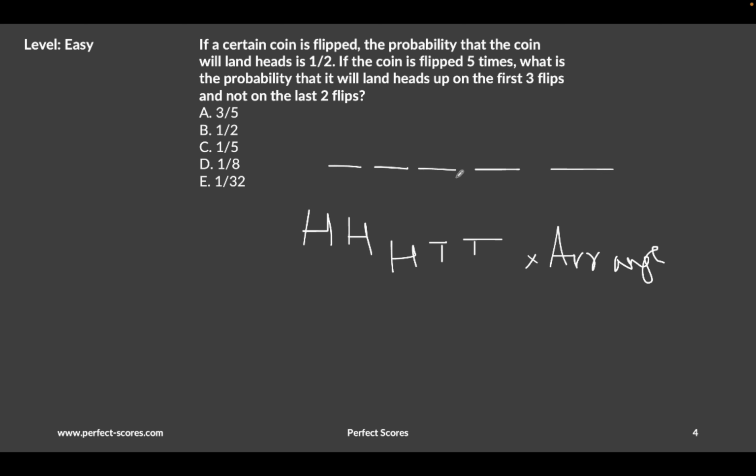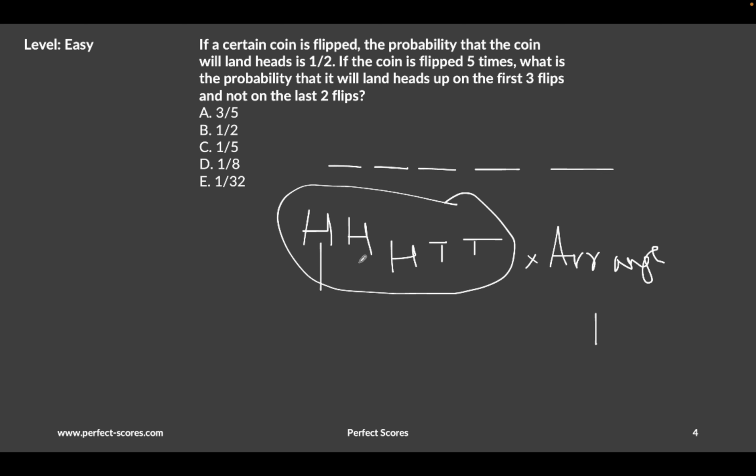This is the only arrangement that you get, because the question has clearly specified that it wants the first 3 flips to be heads. If the question was, what is the probability of getting 3 heads and 2 tails, then you could have arranged it in so many different ways. But here, it has specifically given you the arrangement. So that means there's only one way you can arrange this scenario: first 3 heads and last 2 tails. And the question becomes pretty simple.